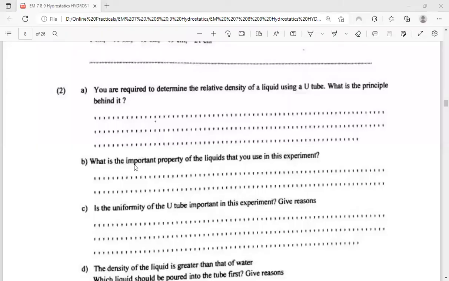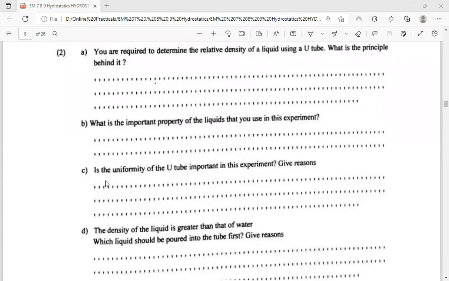What is the important property of the liquids that you used in this experiment? These two liquids should not mix with each other, and the densities are nearly equal. These are two different properties. Is the uniformity of the U-tube important in this experiment?